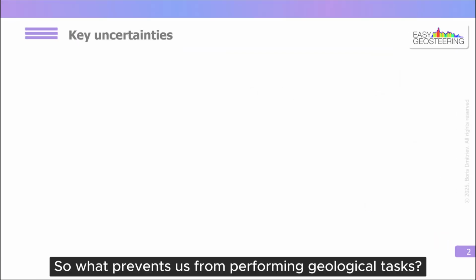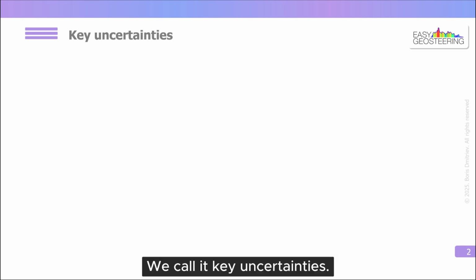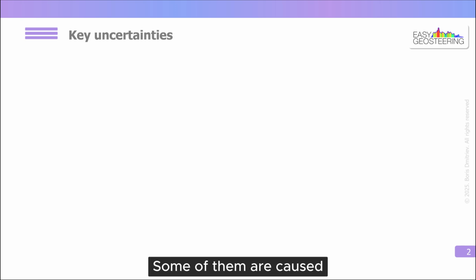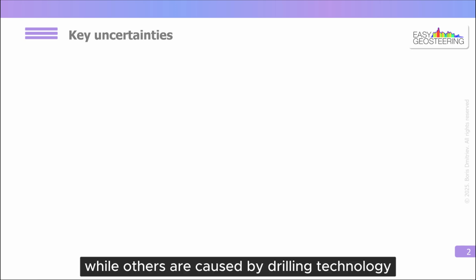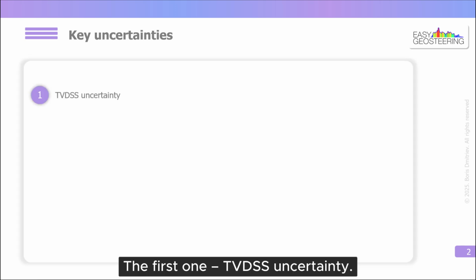So, what prevents us from performing geological tasks? We call it key uncertainties. We will list 6 points and you may come across 1 or 2 of them or even more at once. Some of them are caused by insufficient accuracy of geological model and structure map, while others are caused by drilling technology and human factor. The first one, TVDSS uncertainty.